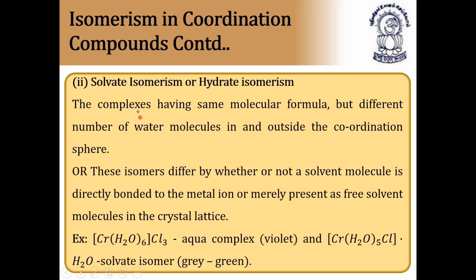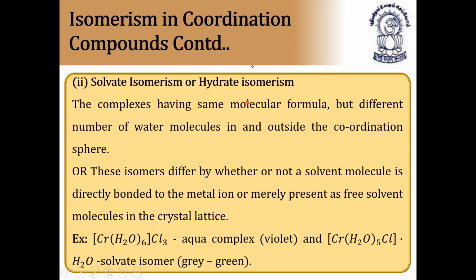So in this case, what happens? The complex has the same molecular formula, but a different number of water molecules inside and outside the coordination sphere. These isomers differ by whether or not a solvent molecule is directly bonded to the metal ion or merely present as free solvent molecules in the crystal lattice. For example, you can see here chromium. This is hexaaqua chromium(III) chloride. This is the aqua complex, violet in color.